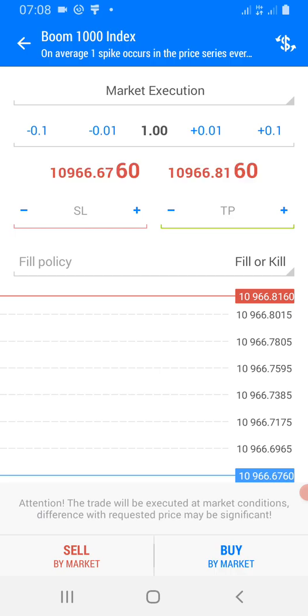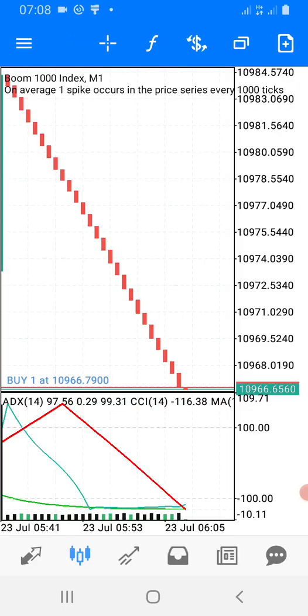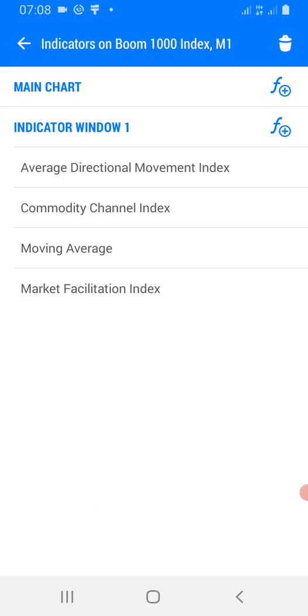So, I'm going to place a buy. Yeah, I've placed a buy and we'll get a spike. Watch it, guys, watch it. We're expecting a spike for boom 1000. So, let me show you how to set these indicators.